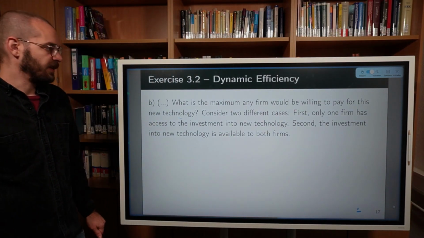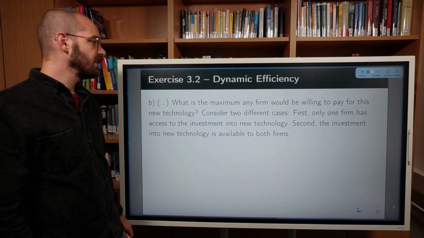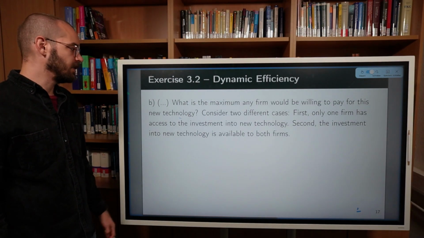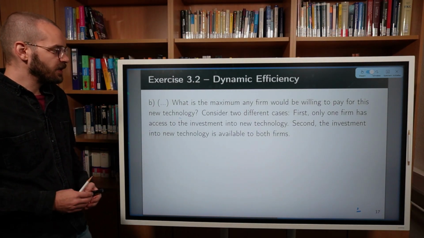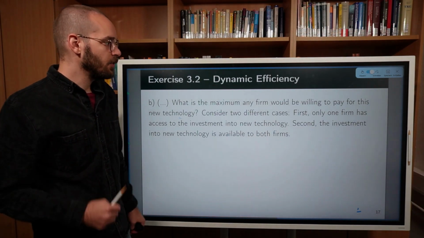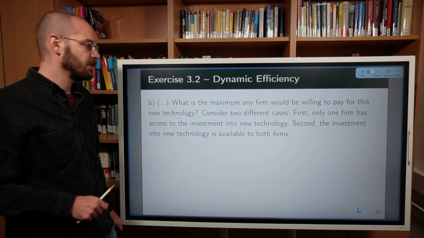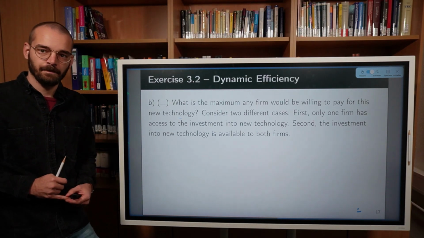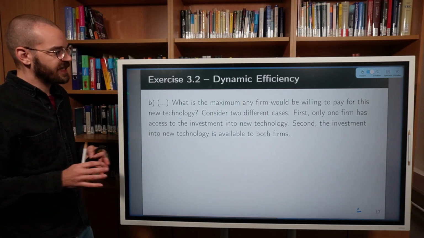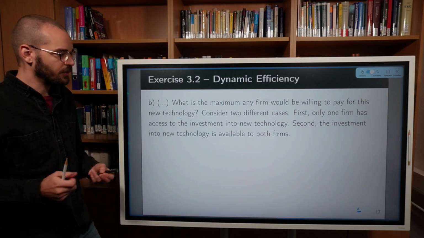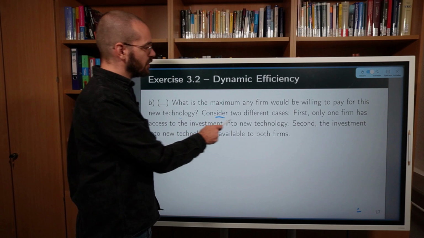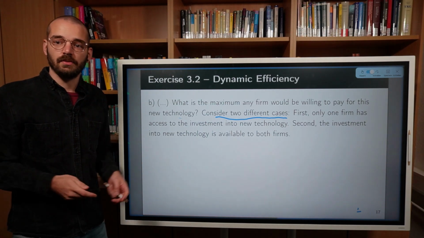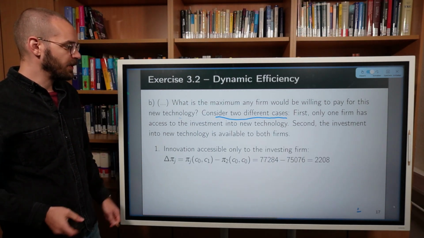All right, then to the last and final step of this task B: what is the maximum any firm would be willing to pay for this new technology? In this case, we need to consider two different subcases. First, only one firm has access to the investment into the new technology, and second, the investment in the new technology is available to both firms. I realize this can be a little confusing at first, why this implies two actually different cases, but we will go through this solution step by step, and in doing so, I hope it will be clear what exactly we mean by this.